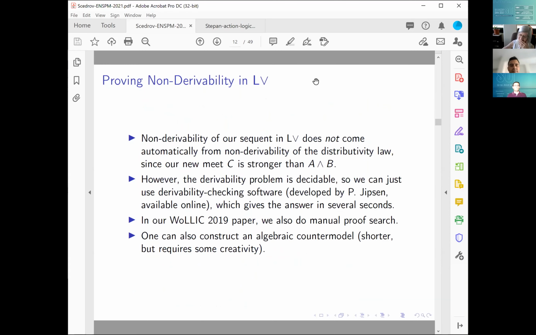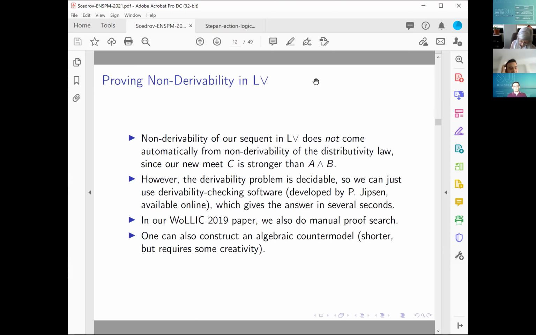What about the negative part? This does not come automatically from the non-derivability of the distributive law, because we're just dealing with a simulation. We don't get exact conjunction, we get something stronger than it. However, fortunately for us, the derivability problem in this calculus is decidable. So we can just use some software, which was already developed, for instance, by Gibson, available online, which in this case gives the answer in several seconds.